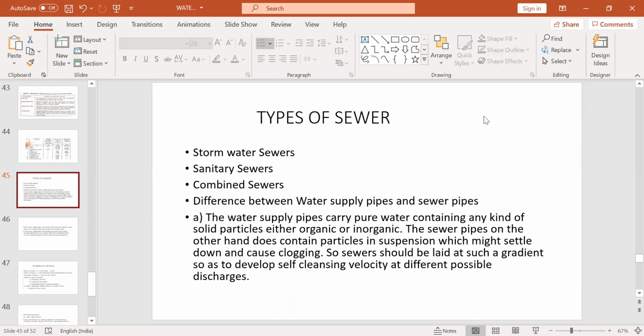So in the previous lecture, we discussed the quality and quantity, the various physical and chemical characteristics of sewage, the BOD calculation, and the disposal of sewage in mainly urban areas. So in today's lecture, we'll discuss the conveyance of sewage, how the sewage is finally carried.